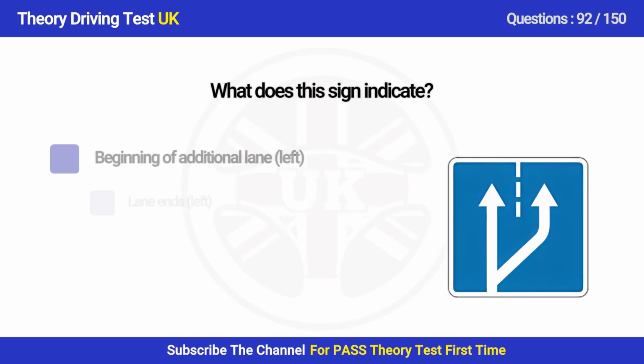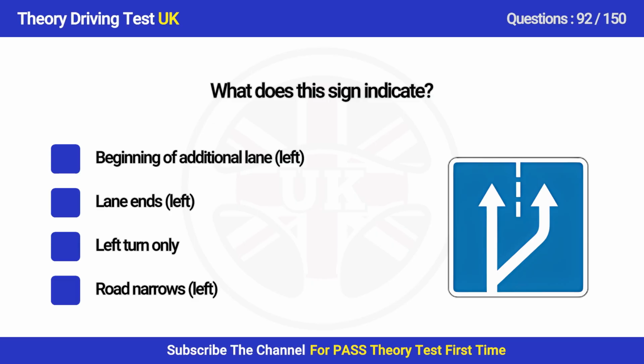Question 92. What does this sign indicate? A. Beginning of additional lane left. B. Lane ends left. C. Left turn only. D. Road narrows left.